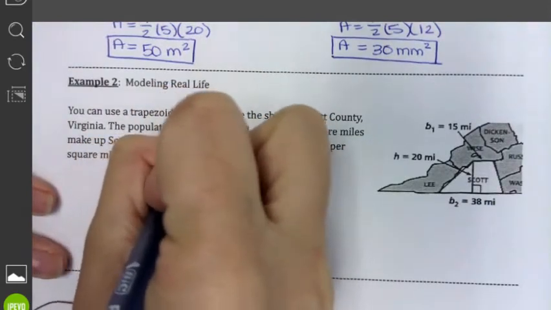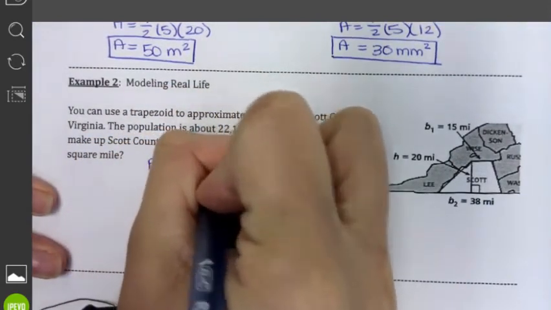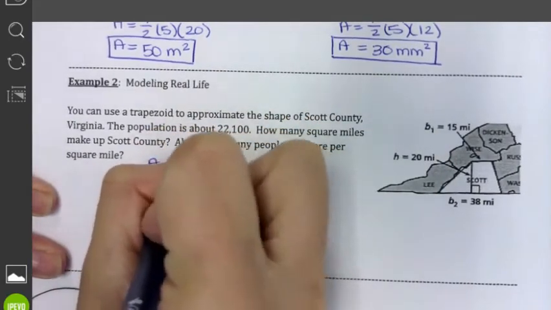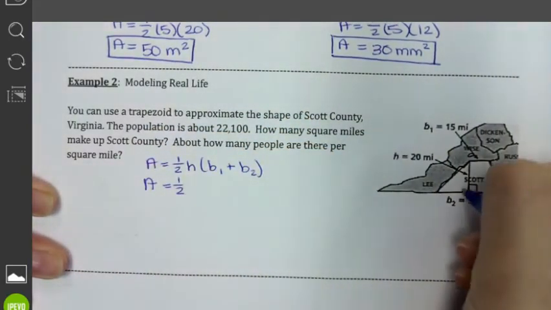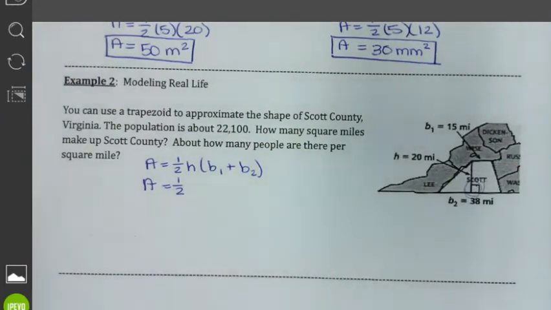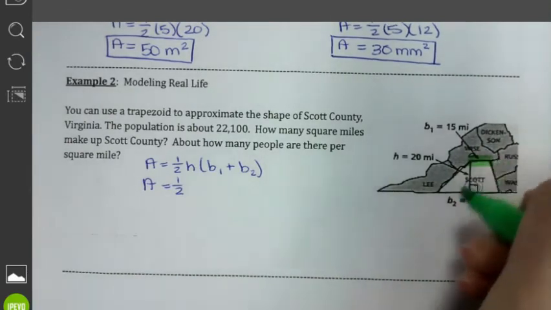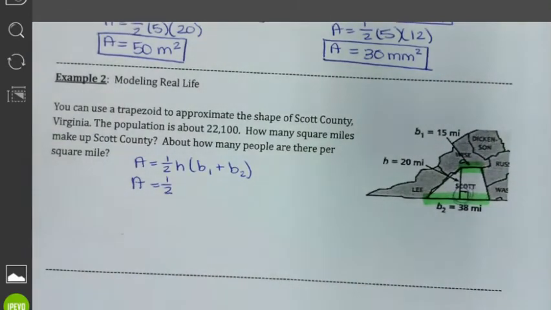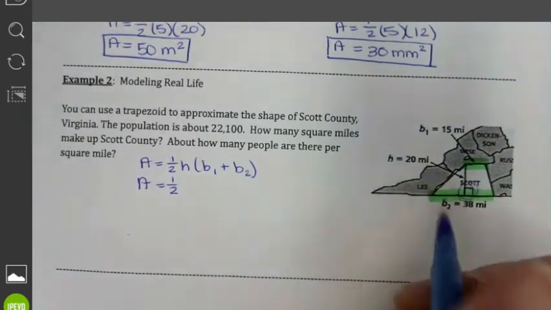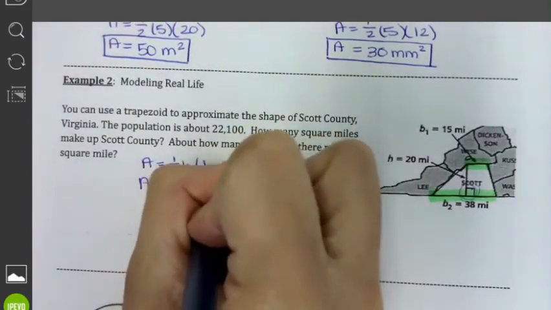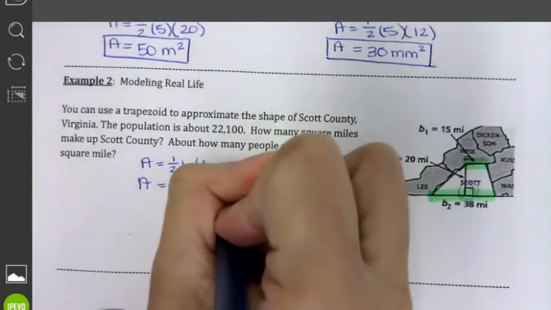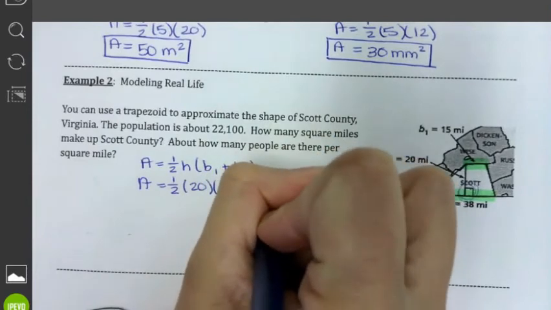We're going to write our formula. We start plugging in what we know. We know the height is the perpendicular distance between the two parallel bases. So here's our picture. Here are our bases. If it helps you to highlight, you are more than welcome to highlight. The distance between them is 20 miles. And the two bases are 15 and 38.